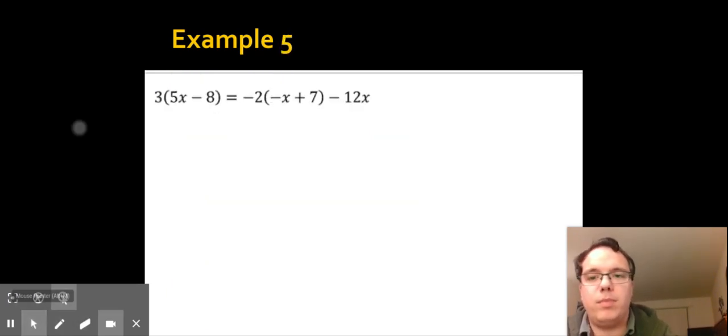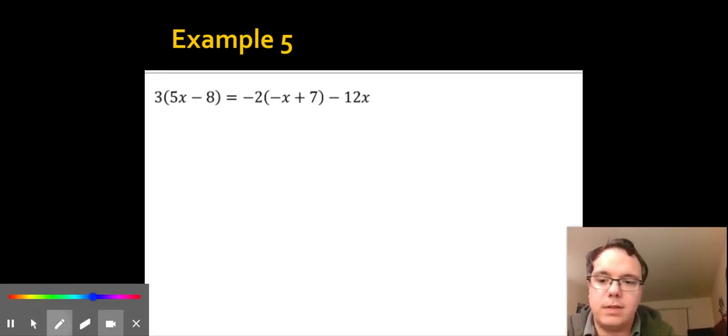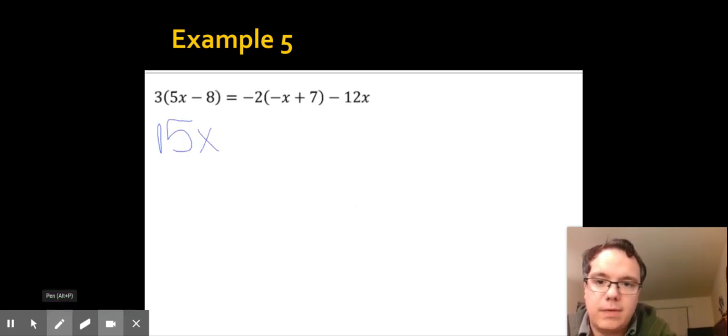Let's bump it up one more. Let's add a like term. So on both sides, we still have to distribute. So let's do that first. So on the left side, if I take 3 times 5x, I get 15x. And if I take 3 times negative 8, I get negative 24.